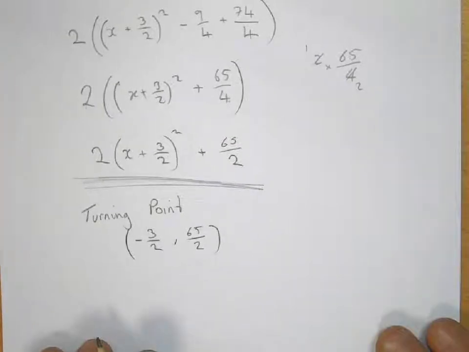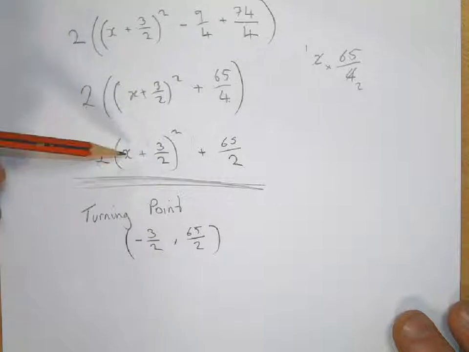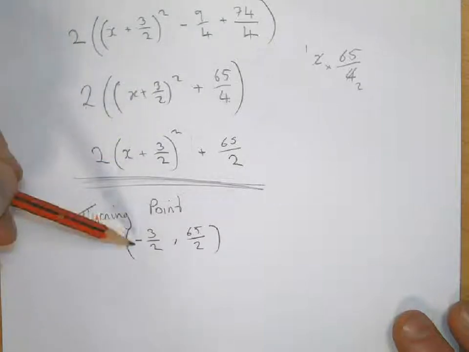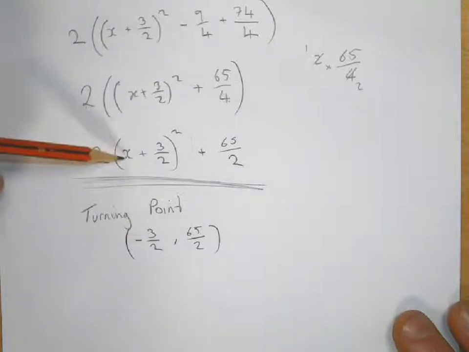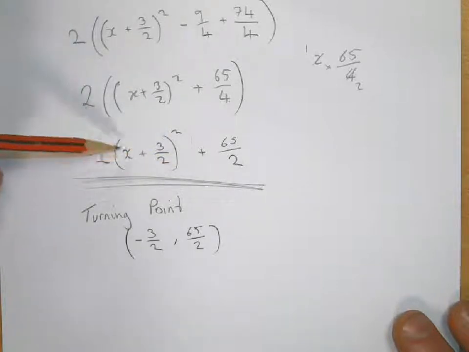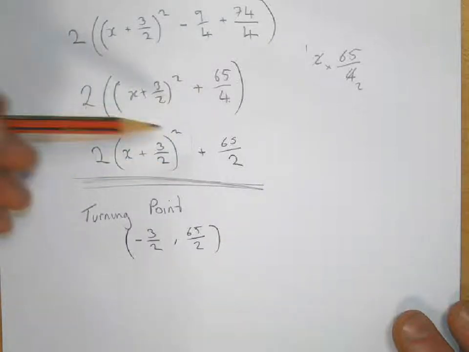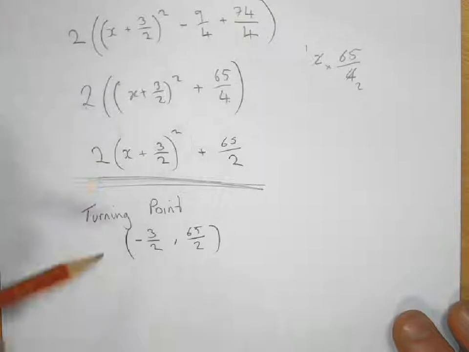So I'll just say that again. This part is going to be 0 to get the turning point, and the only time this is 0 is when x is minus 3 over 2, because minus 3 over 2 plus 3 over 2 is 0. And when this is all 0, this whole part here is 0, which means that the y coordinate for the turning point is going to be 65 over 2. And that's how you complete the square.